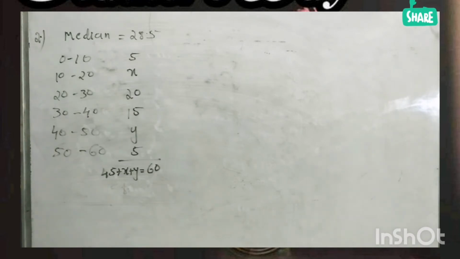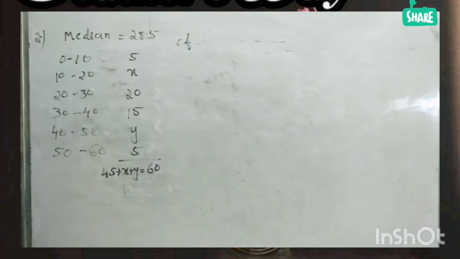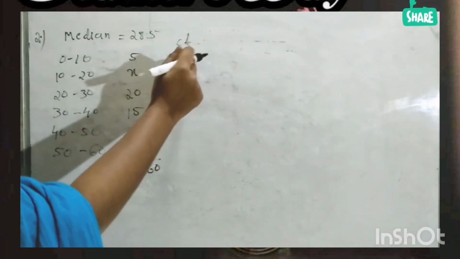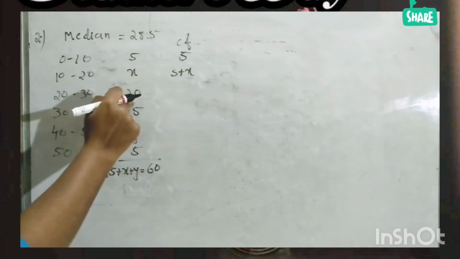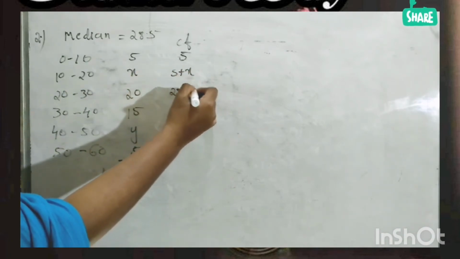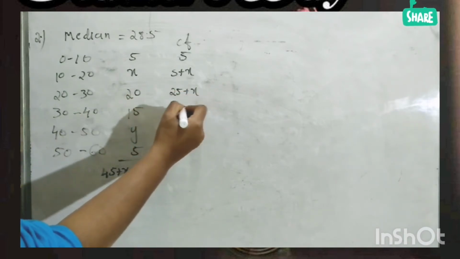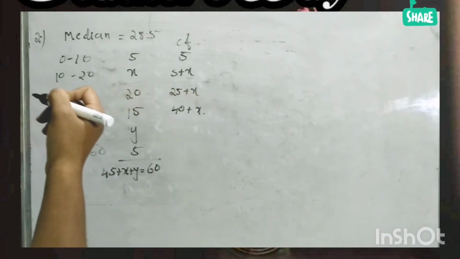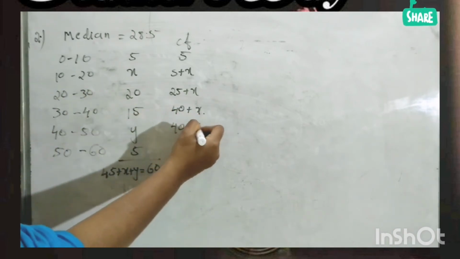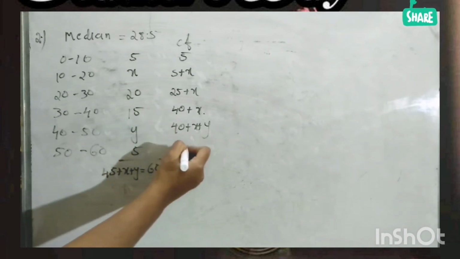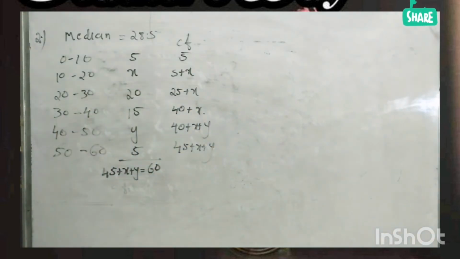Since the median is given, we need to find the cumulative frequency in the next column. So CF: the first one is 5 plus x, then 5 plus x plus 20, that is 25 plus x. 25 plus x plus 15 is 40 plus x. Then 40 plus x plus y, and here it is 45 plus x plus y. Okay, this is our cumulative frequency.